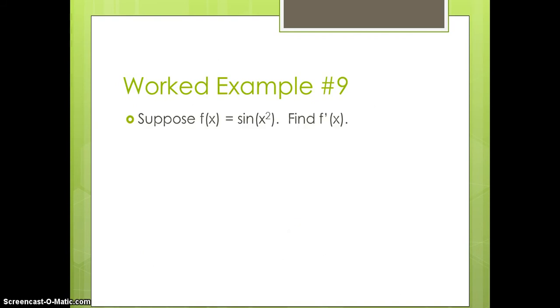So let's start with a simple example. Let's suppose that f of x is equal to sine of x squared. Find f prime of x. So this is a little bit trickier. This is not saying that f of x is equal to sine times x squared. The x squared is an input to the sine function. This is a composite function. The outside function is sine of x. The inside function is x squared.